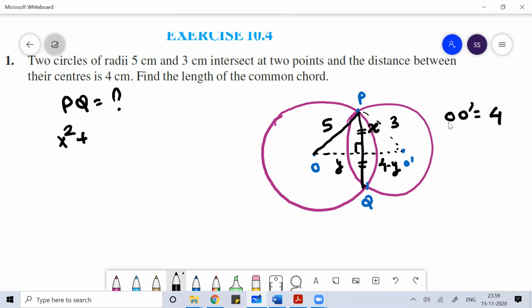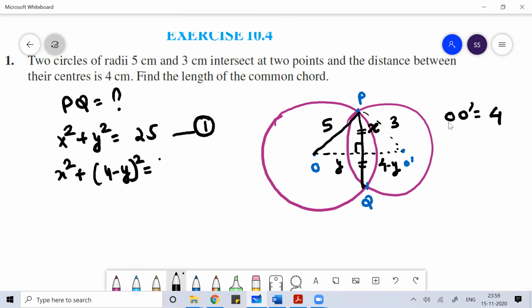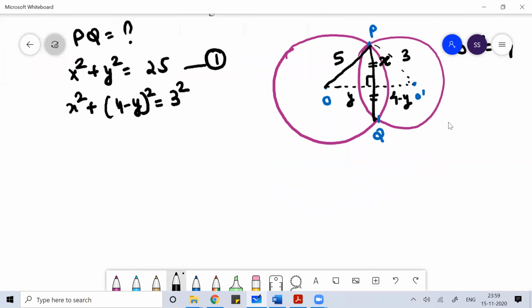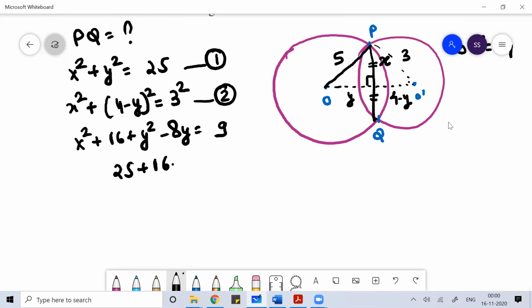So you can see that x square plus y square is 25, is equation 1. Okay, then if you use the other triangle, so you can say that x square plus 4 minus y square will be equal to 3 square. Okay, that is equation 2. So I can say that x square plus 16 plus y square minus 8y is equal to 9. So you know that x square plus y square is 25. So 25 plus 16 minus 8y is equal to 9.